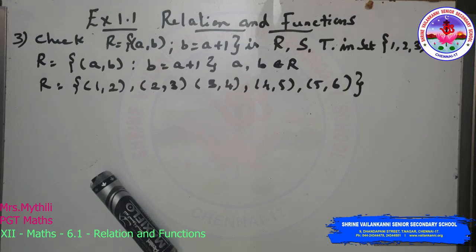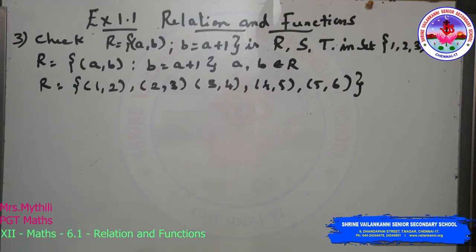Hello children, let's do exercise 1.1, relations and functions. Third question: check whether the relation R defined in the set {1, 2, 3, 4, 5, 6} as R = {(a, b) : b = a + 1} is reflexive, symmetric or transitive.